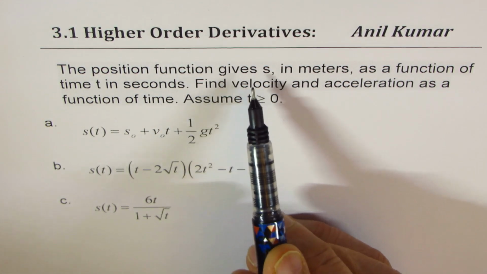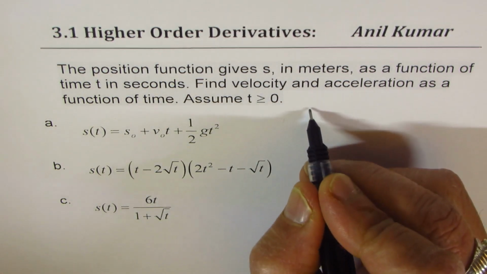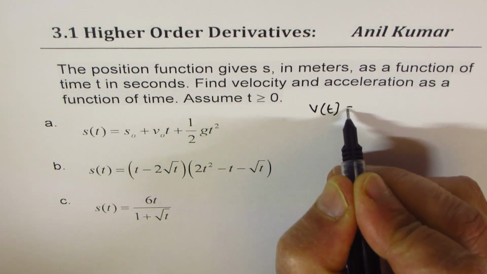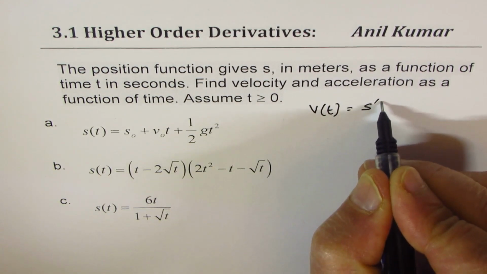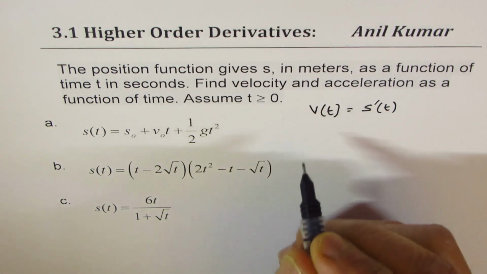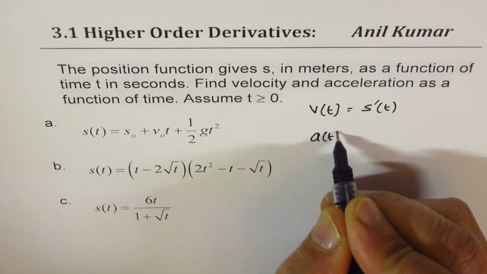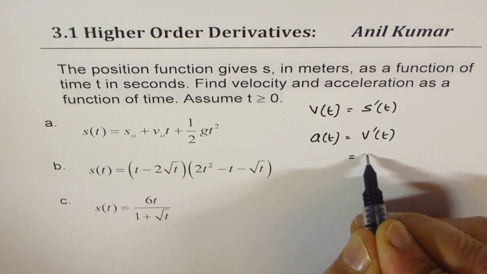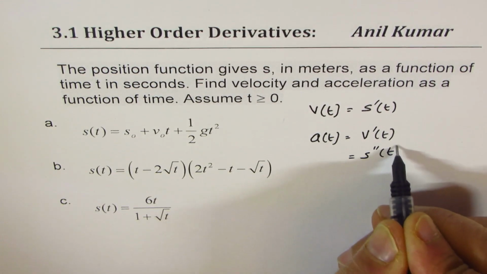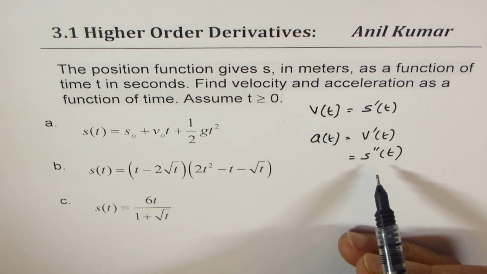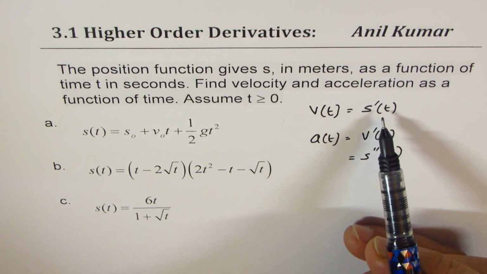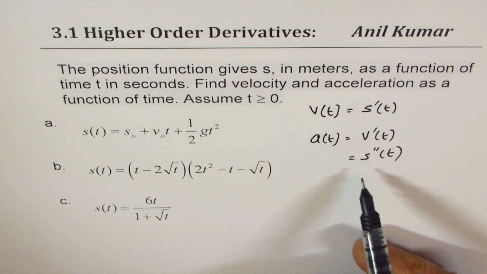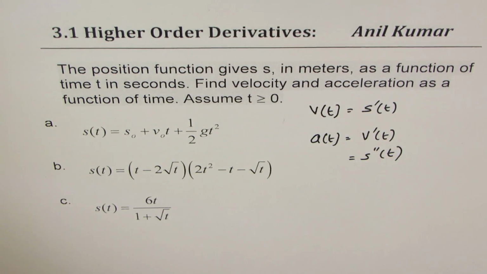Now velocity is the first derivative of displacement. Let's write down velocity as equal to the first derivative of position vector or displacement, and acceleration is the first derivative of velocity or second derivative of position. So in higher order derivatives, position, velocity and acceleration are very important as real-time application questions.